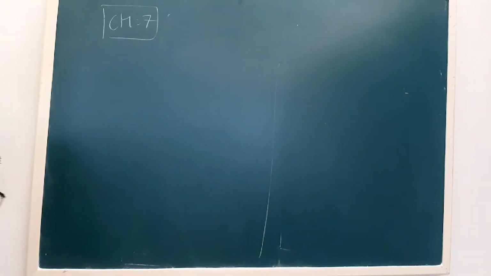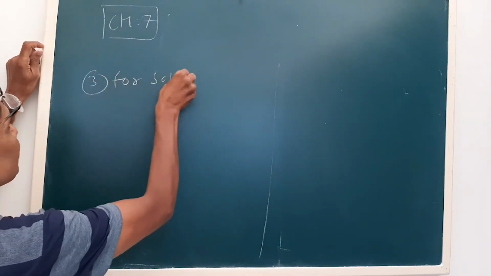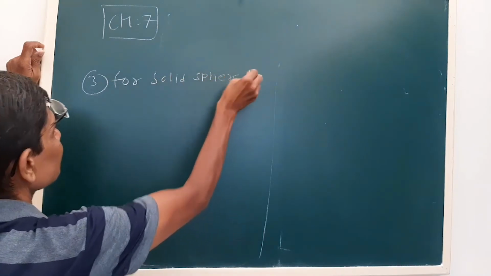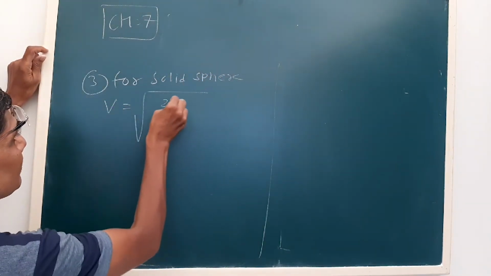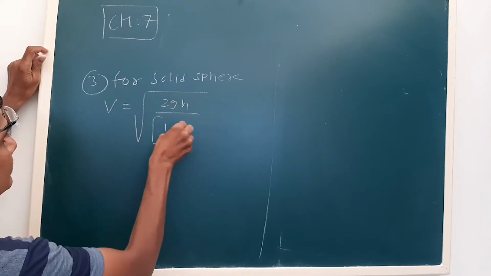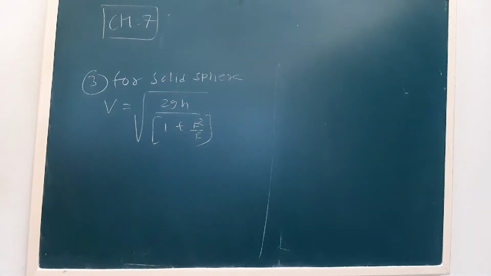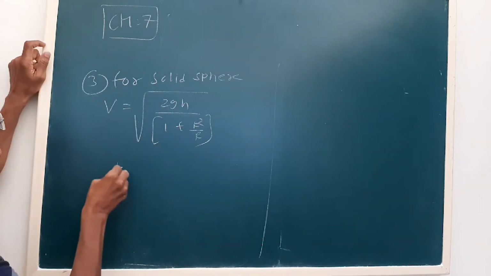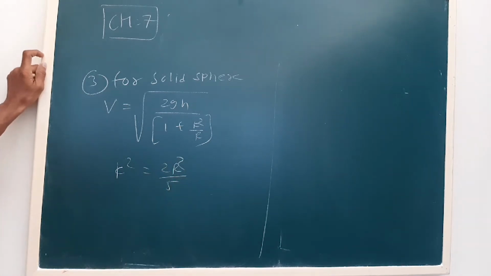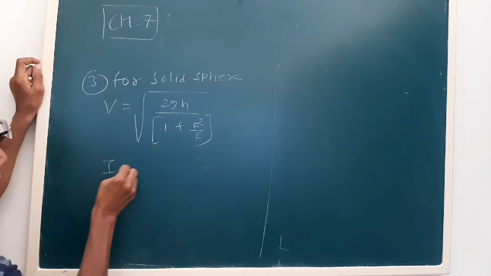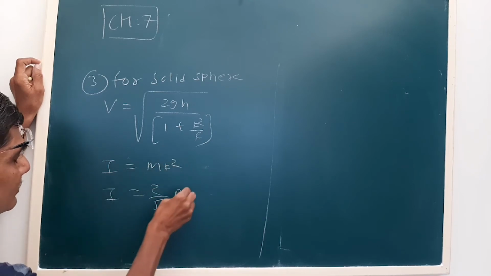Next we can derive the velocity of the center of mass at the bottom of the slope for the solid sphere. Directly we can take k square is equal to 2r square by 5. Now how do we obtain this? I is equal to mk square, and I is equal to 2 by 5 mr square.